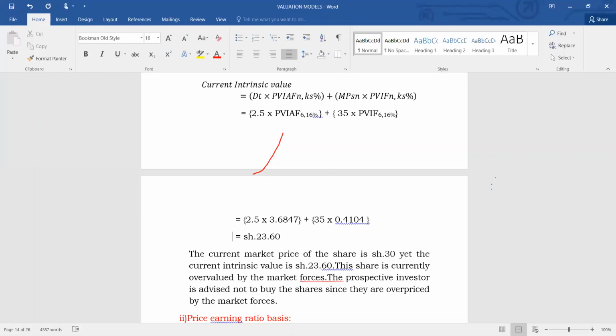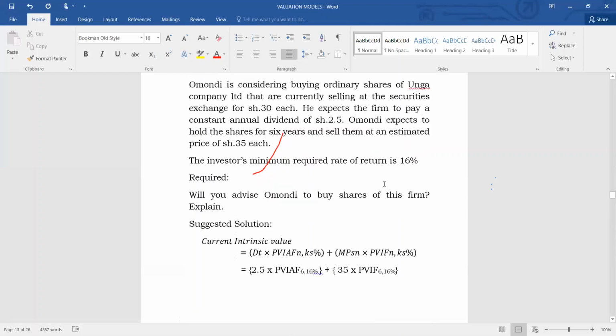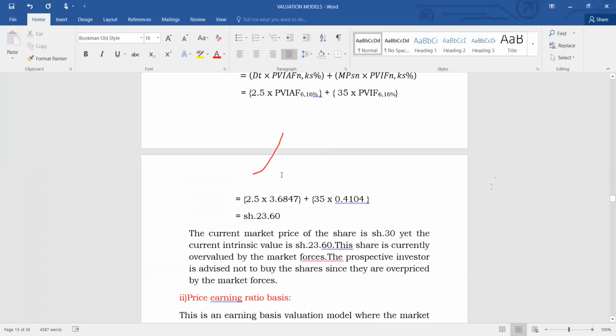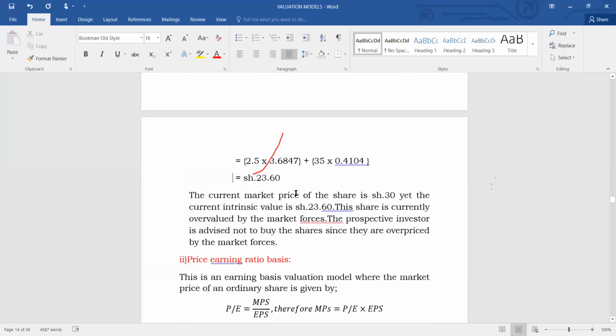Now, how do we compare? This is the intrinsic value, the fair value. This share is currently trading at 30. The question says priced at 30 now. The current market price is 30. The current intrinsic value is 23.6. The market price is higher than the intrinsic value. So what do we conclude? This share is overpriced. Since the market price is higher than the intrinsic value, the share is overpriced by the market.